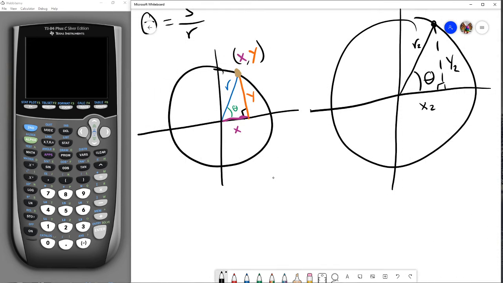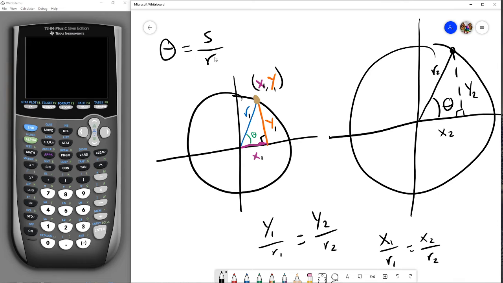In other words, so I'm going to put subscript 1 here. So this is x1, y1. So the ratio of y1 over r1, this is going to equal the same ratio as y2 over r2. And similar with the x coordinates, the ratio of x1 over r1, this is going to equal the ratio of x2 over r2. And these ratios will be valid for any angle theta. Similar to what we talked about with arc length over our radius here.